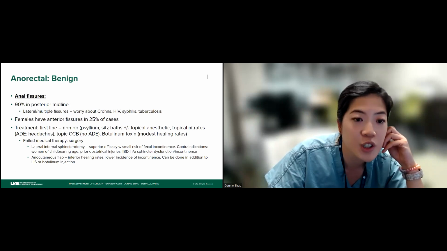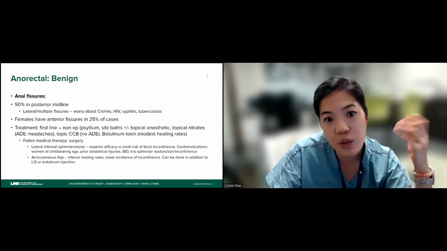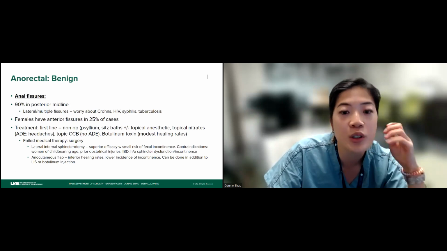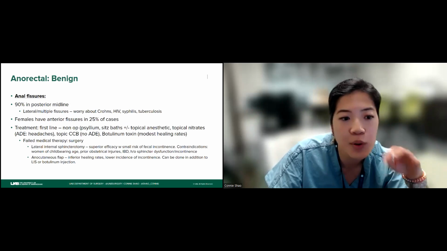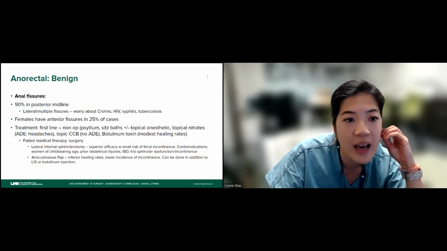So for anal fissures, if it's not posterior lateral, you want to consider other etiologies. After you consider medical management, you want to consider a lateral internal sphincterotomy. I wouldn't worry as much about an anal-cutaneous flap.